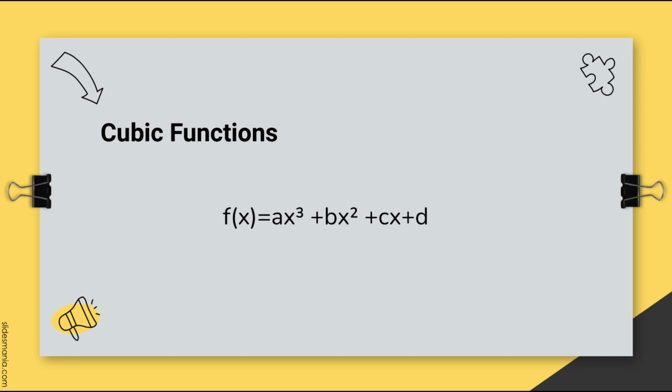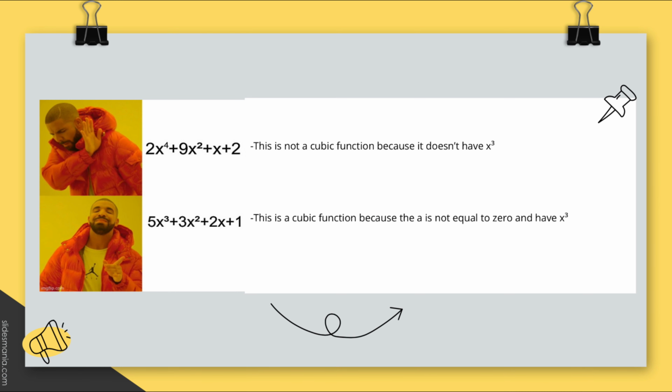I am going to be presenting about cubic function. Cubic function is f(x) equals ax to the power of 3 plus bx to the power of 2 plus cx plus d. The first example is not a cubic function because the x power is 4 but not 3, while the second example is a cubic function because the x power is 3. Simple. How does the graph look like?